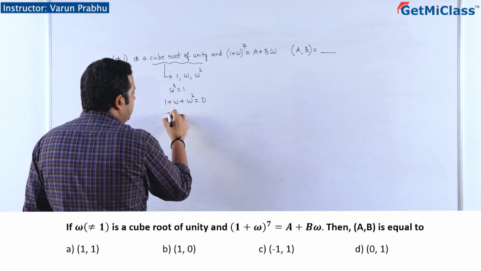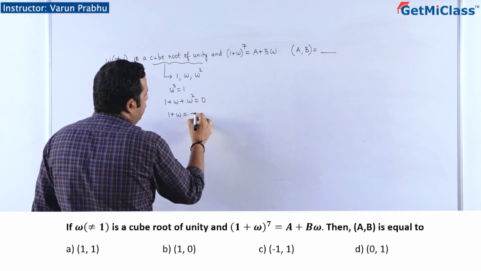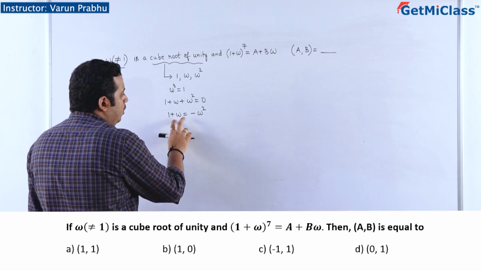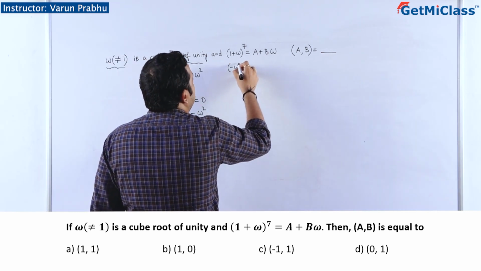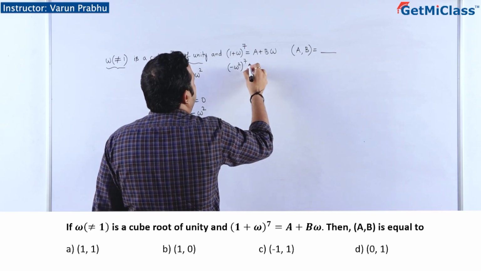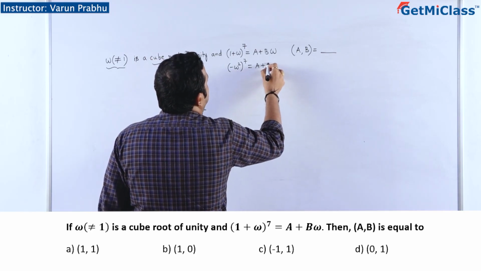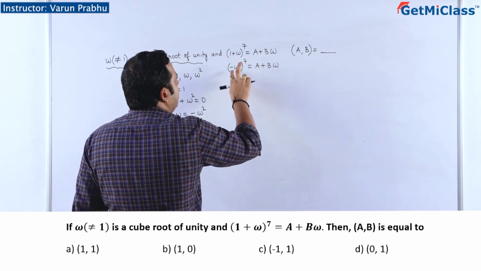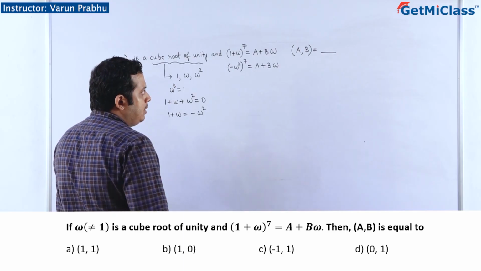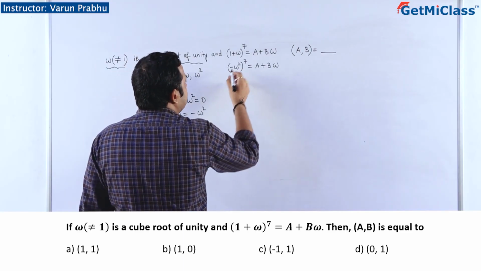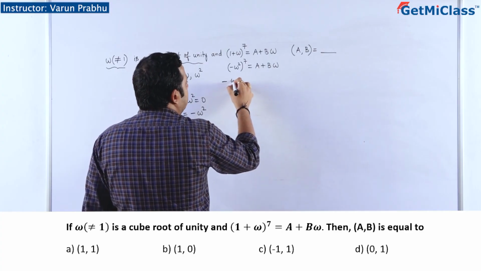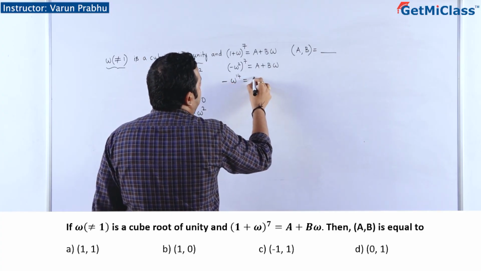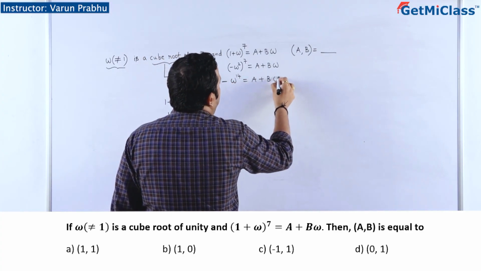So we can see 1 plus omega should be equal to minus of omega square. Is it not? 1 plus omega should be equal to minus omega square. So I'll write like this, minus omega square to the power of 7, that is equal to a plus b omega, which means left hand side and right hand side both are complex numbers, right? So I can write minus, okay, so minus sign will remain because minus to the power of an odd number is odd number, minus omega to the power of 14, that is equal to a plus b omega.